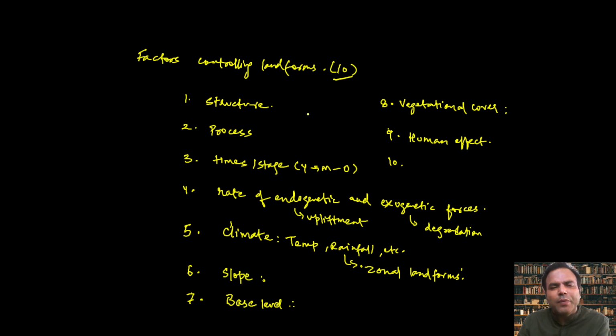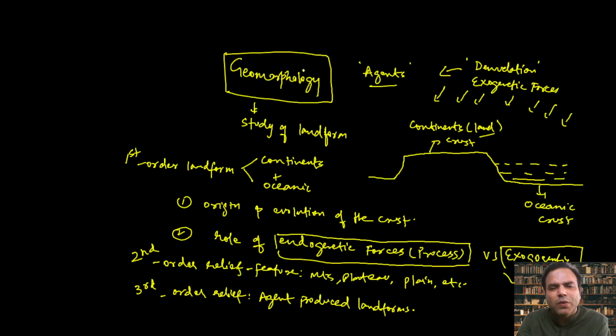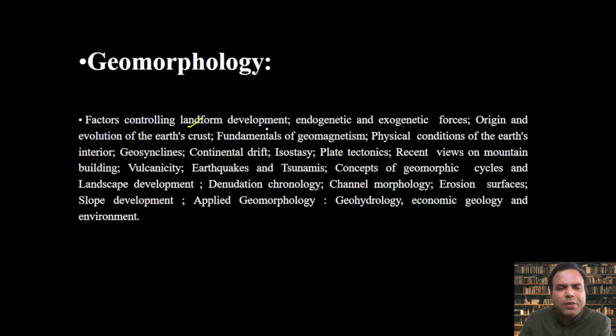Is landform only controlled by these factors? In one area, is one kind of process dominating, or a mixing of all of these? So we say the factors that control landform are not one. Entire landform development is a complex process. That's why your landforms get evolved. So that's what your syllabus looks like: factors controlling landform development, endogenetic and exogenetic forces, origin and evolution of the Earth's crust.